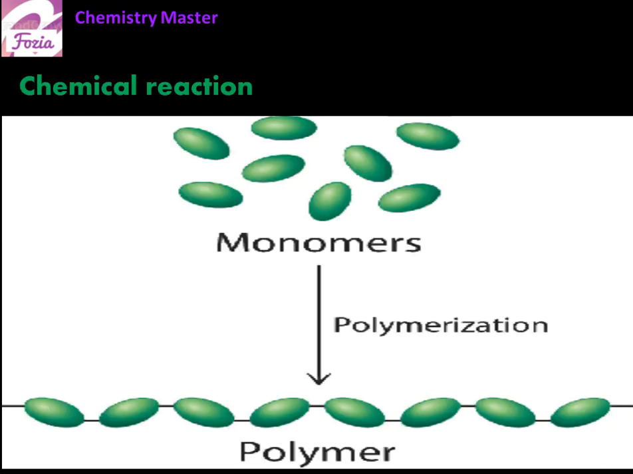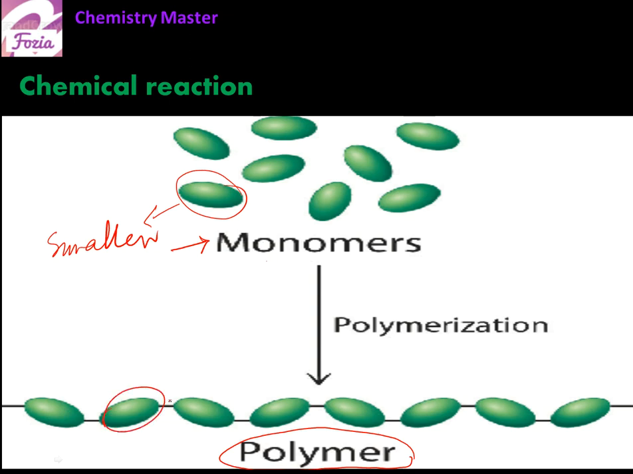Now first we will understand how the smaller units repeat themselves for the formation of a polymer. So two terms will be used in discussion. First, we will call the smaller molecules monomers and the larger macromolecule will be called a polymer. So we have to see that when monomers link together, they form a long chain and this long chain is called a polymer.